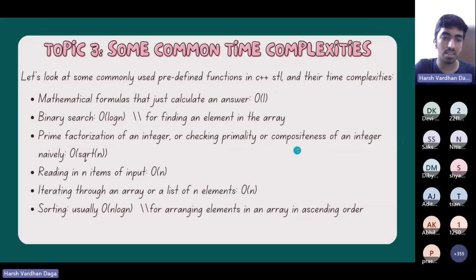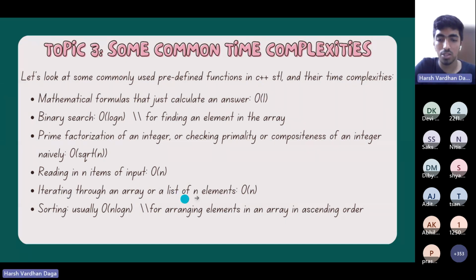For finding prime factorization of an integer or checking primality or compositeness of an integer, O of square root of n is the time complexity, and you will encounter this soon, and you won't even recognize that you have been given this code. So stay tuned for this question. And reading in n items in terms of input will be O of n, like you have an array and you have to input n elements from the array. Time complexity will be O of n.